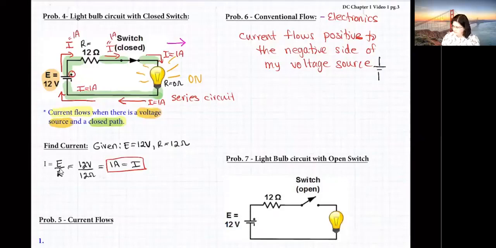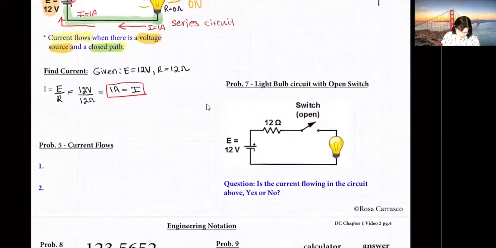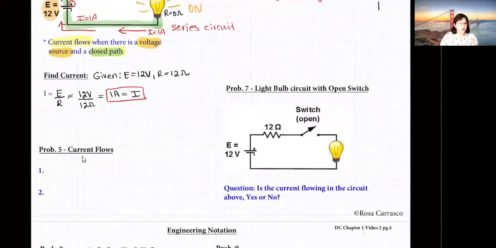So if I went to measure current, and we're going to learn how to measure current later, you will measure 1 amp no matter where you put your amp meter, right here, right here, or right here. It would be 1 amp, because in a series circuit, the current is the same. Here it just repeats itself. In order for current to flow, we need two things: a voltage source and a closed path.